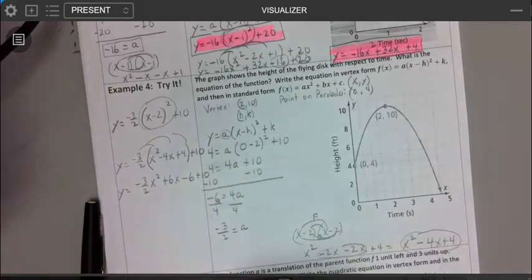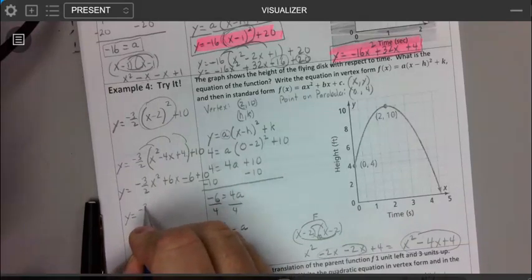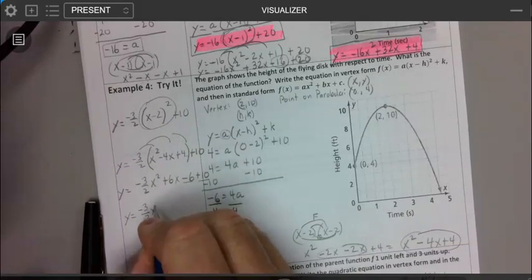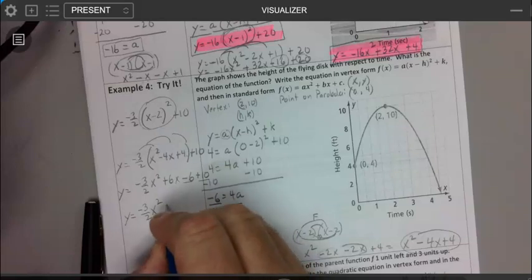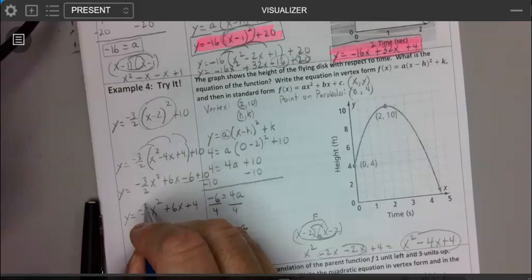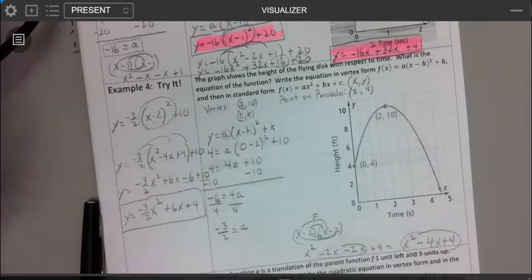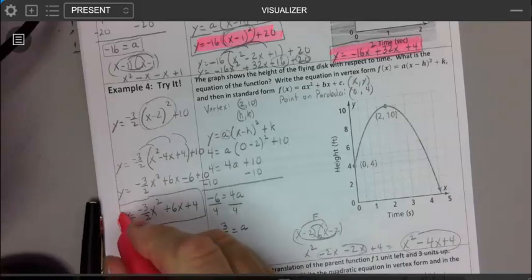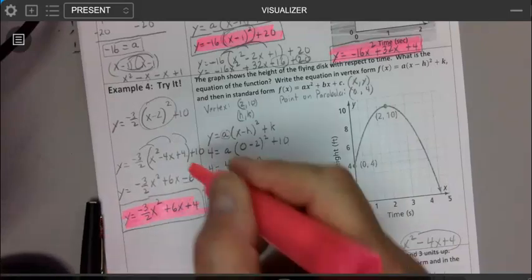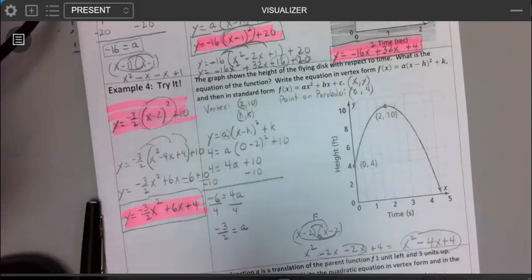Okay? So I can combine these two together. So in standard form, it would be this. Negative 3/2 x squared plus 6x, and negative 6 plus 10 would be 4. So there's standard, and there's vertex. Here's standard. Okay? And here's vertex. Okay?